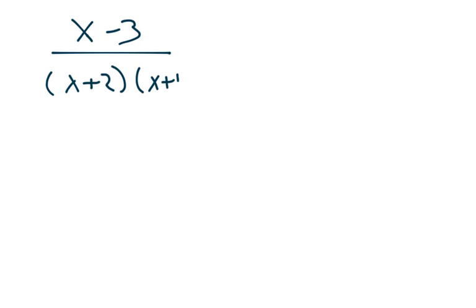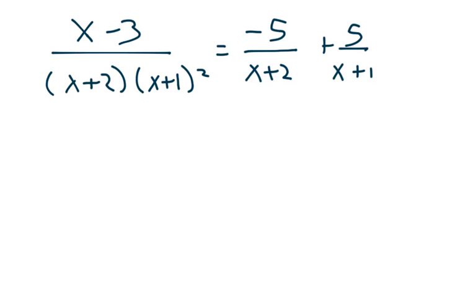Therefore we have (x minus 3) over (x plus 2)(x plus 1) squared equals -5 over x plus 2 plus 5 over x plus 1 plus, and go ahead and just write plus here, -4 over x plus 1 squared. Okay, and that is all.